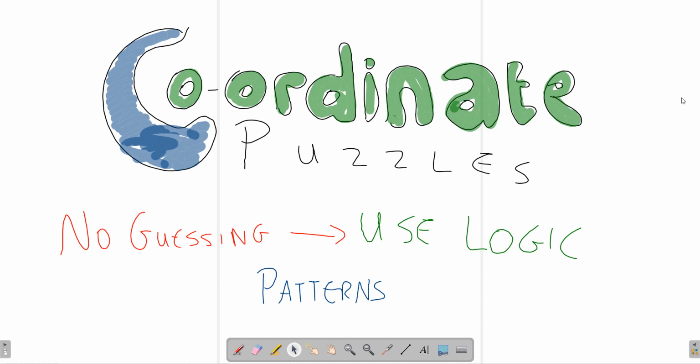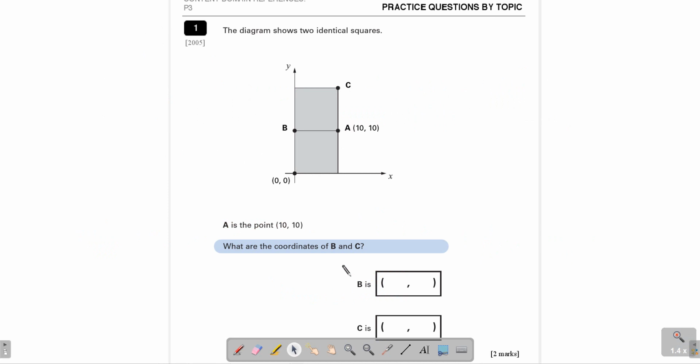And this is a quick video looking at the coordinate puzzles that were quite tricky for us yesterday on the Wednesday. But remember, it's nothing to do with guessing or estimating. It's about using the logic and the information that's on the page and trying to find any patterns. Here's how it works. We looked at this one yesterday.